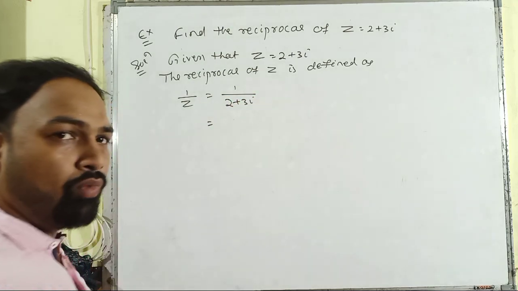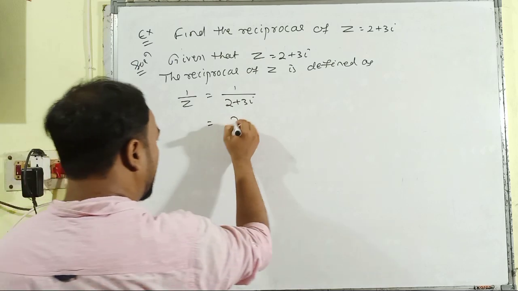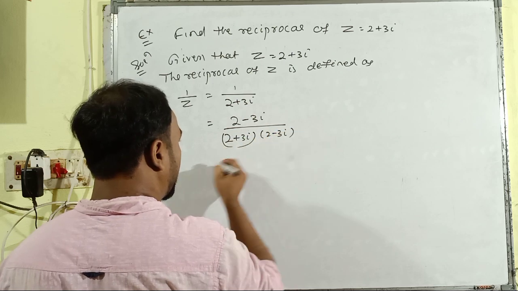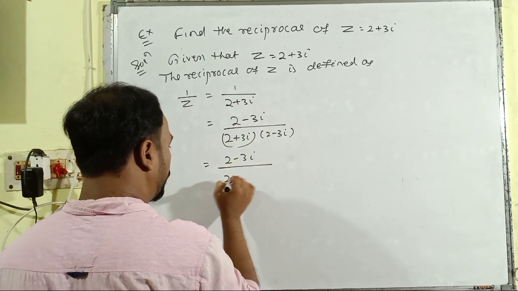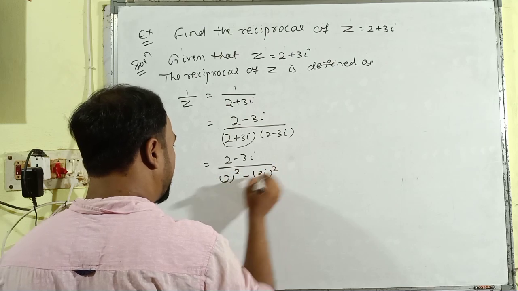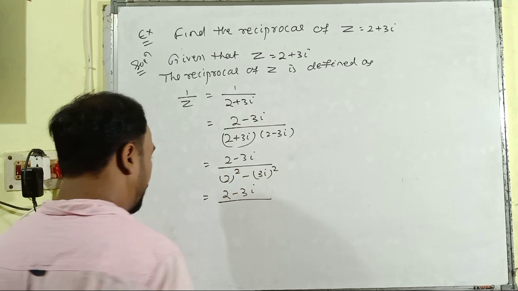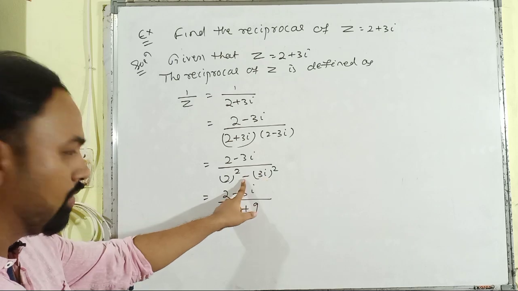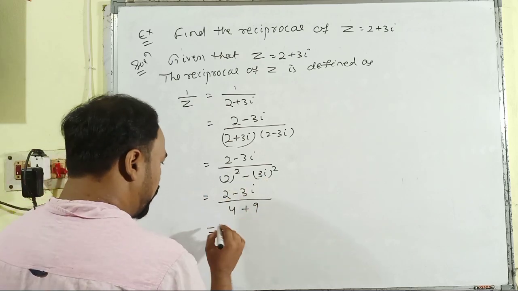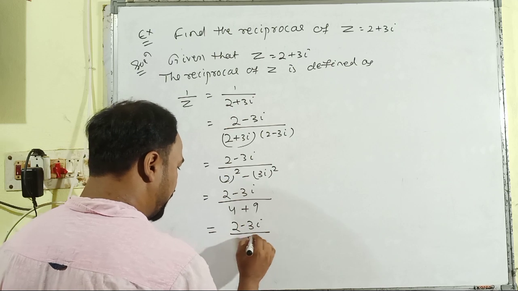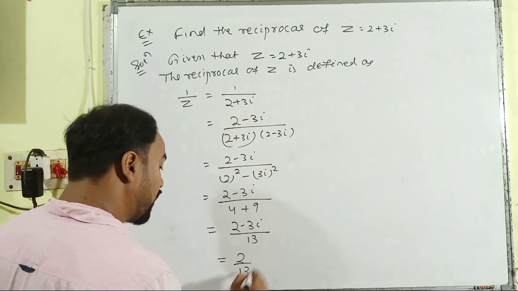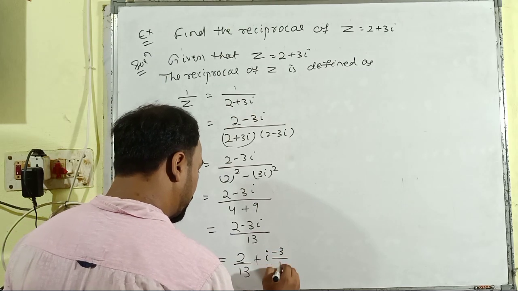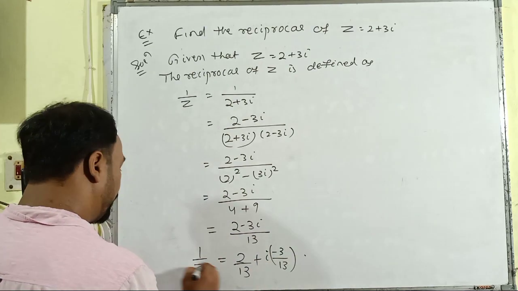Then we have to go through the multiplication of the conjugate of the denominator. So let us multiply 2 minus 3i to both numerator and denominator. So we are having here 2 minus 3i divided by 2 square minus whole square of 3i. Then it will become 2 minus 3i divided by 4 plus 9, because the value of i square is minus 1, and minus multiplied with minus is plus. Then we can write it as 2 minus 3i divided by 13, then it is 2 by 13 plus i into minus 3 by 13, and it is in the complex number form.